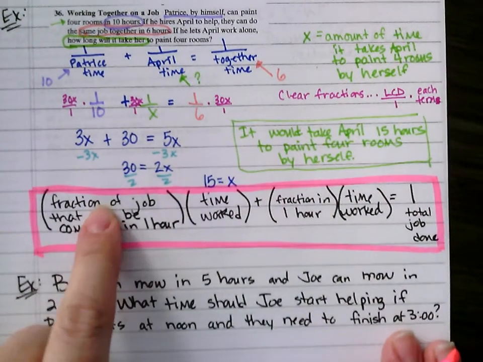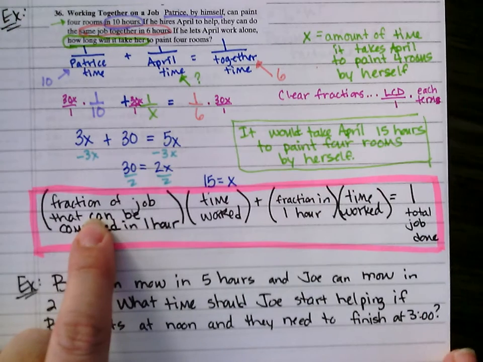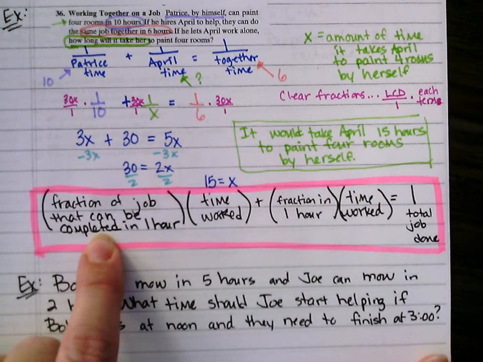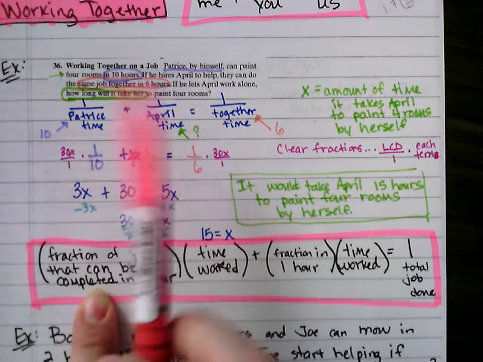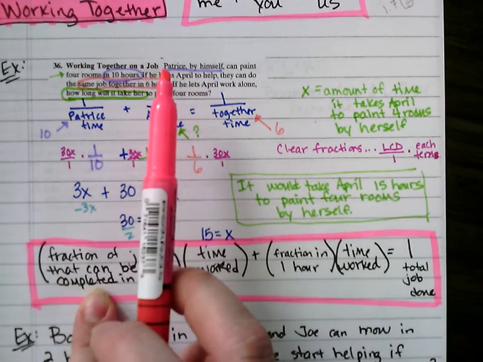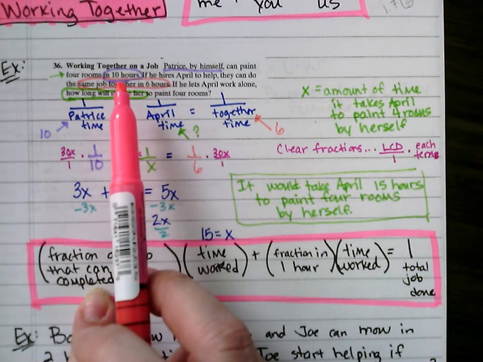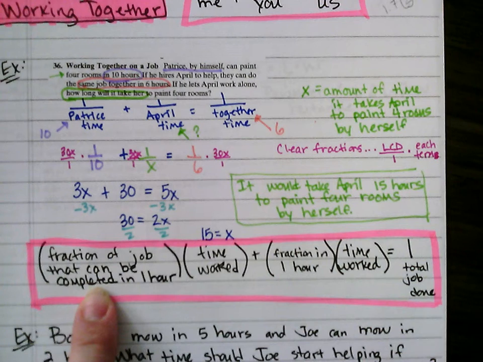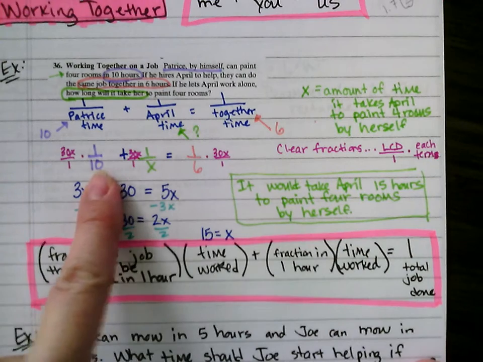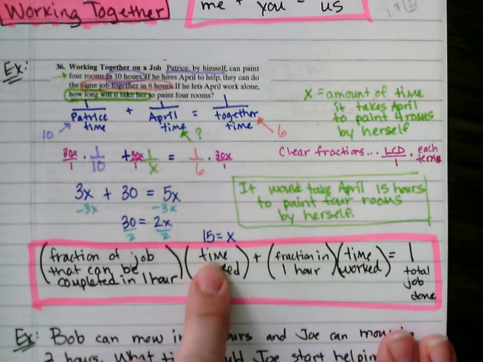So what we're going to do is figure out the fraction of a job that could be completed in 1 hour. So thinking about that, when Patrice is working by himself, it takes him 10 hours to complete a job. So the fraction of the job he could do in 1 hour would be 1/10. And that's in our formula right there. And then times the time worked.